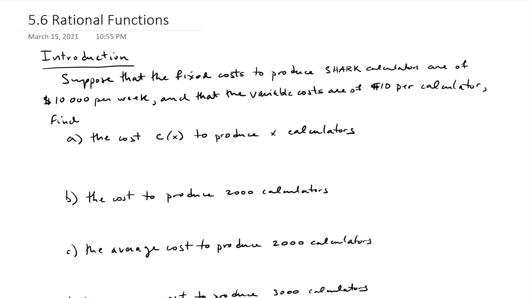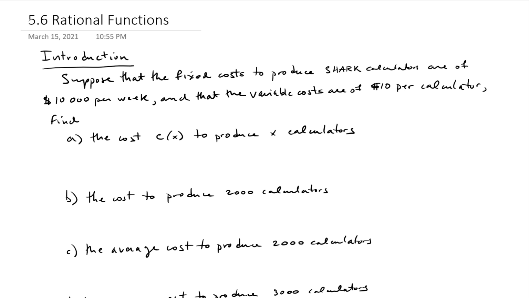To introduce the concept of rational functions, which are ratios of polynomials, let's consider the following problem. Suppose that we have a company that produces calculators, and those calculators are called Shark calculators, and the fixed costs to produce them are $10,000 per week, okay? And the variable costs are $10 per calculator.